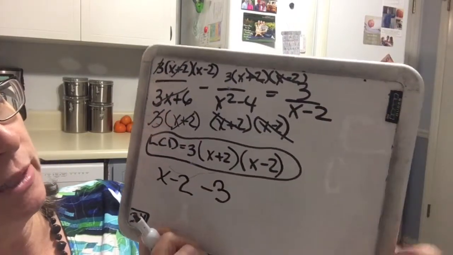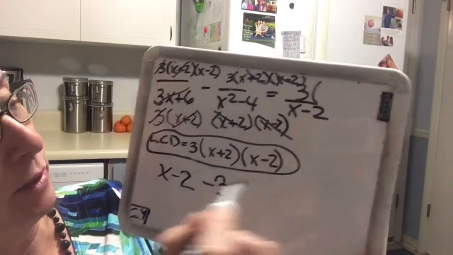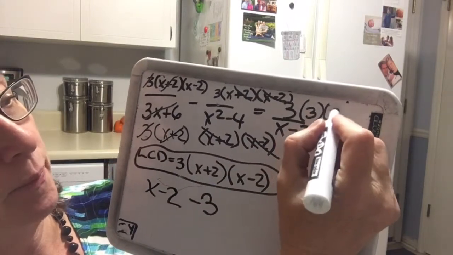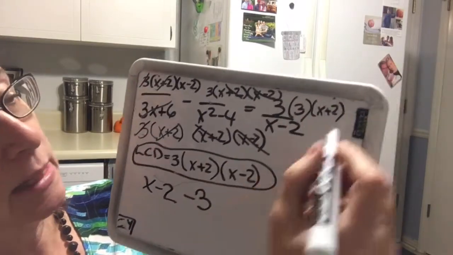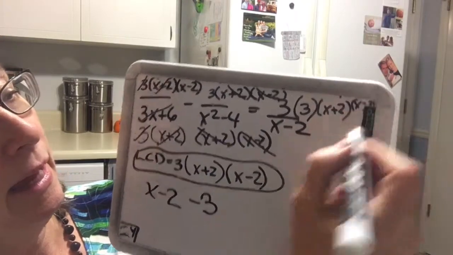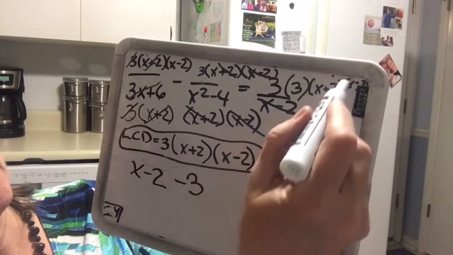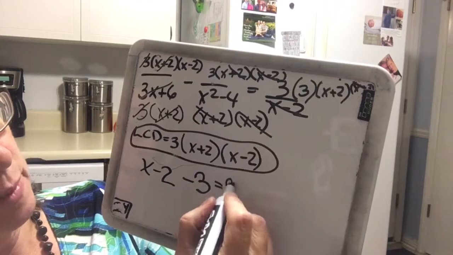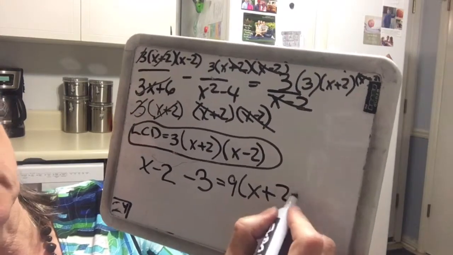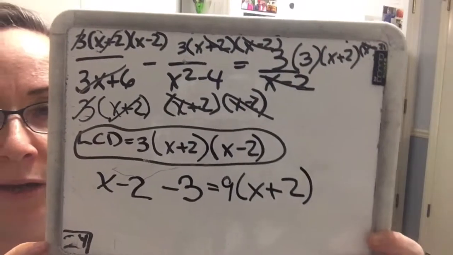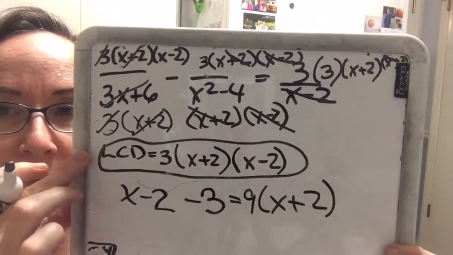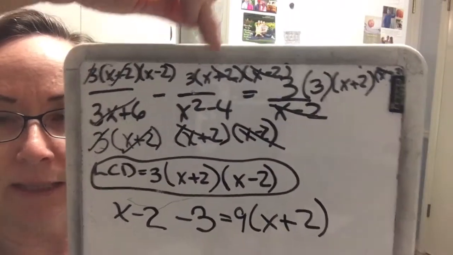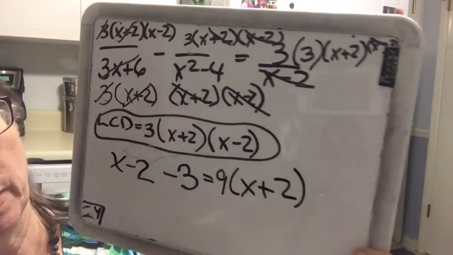Okay, and then we're going to do the same thing on the end, but we have a little bit more room there. So we're going to multiply this one by 3 times x plus 2 times x minus 2. And what do we have now? So our x minus 2 is going to cancel our x minus 2, and we're left with 9 times x plus 2. Okay, so we have taken this least common denominator and we multiplied it to the first term and to the second term and to the third term, and this should be what we have left.